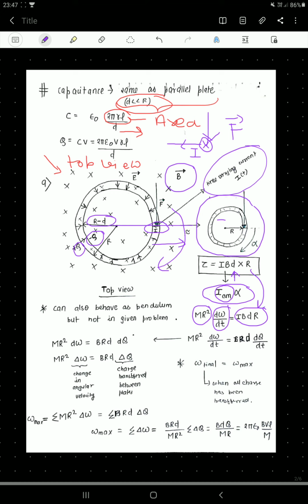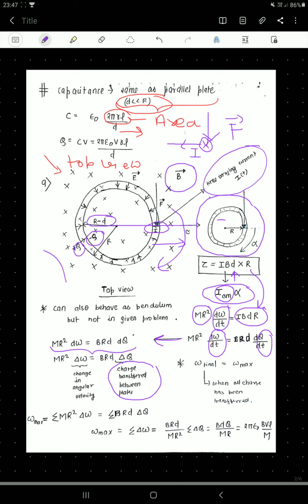Now here d omega by dt and dq by dt, we just cancel out the dt, and we get m r squared d omega is B r d dq. Now we integrate it from 0 to delta omega and 0 to delta q. Now what is this? This is the charge transfer between the plates.